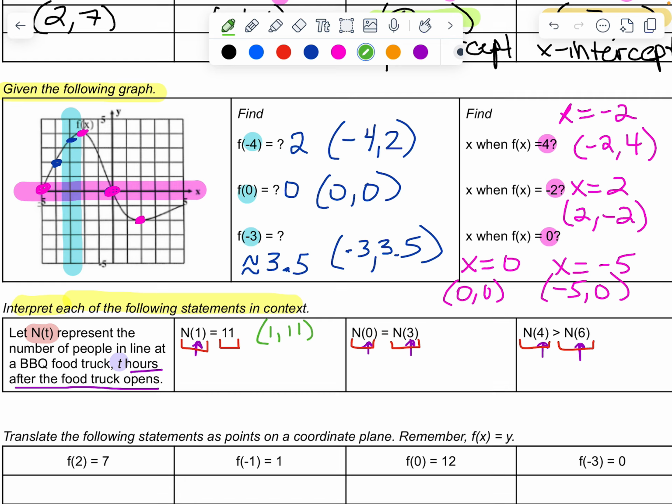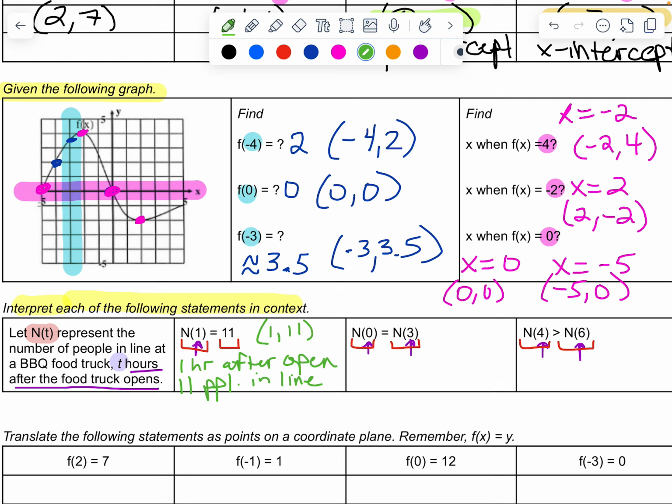So all I'm going to do here is kind of write a sentence. There's not, again, really any math work to be done here. 1 hour after open, 11 people waiting in line. I'm going to go ahead and abbreviate people, PPL. So hopefully you have enough room on your page to do this a couple different times. That's the general idea here. We have a number specifically on the other side.